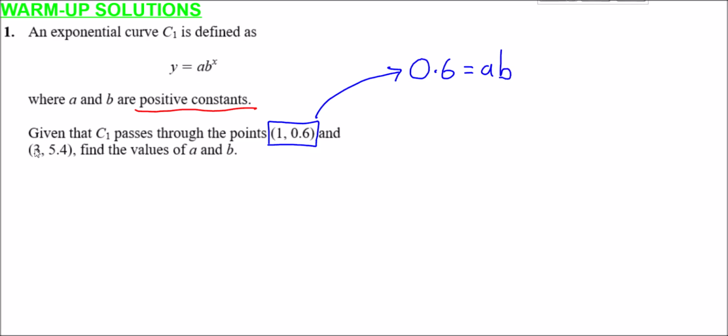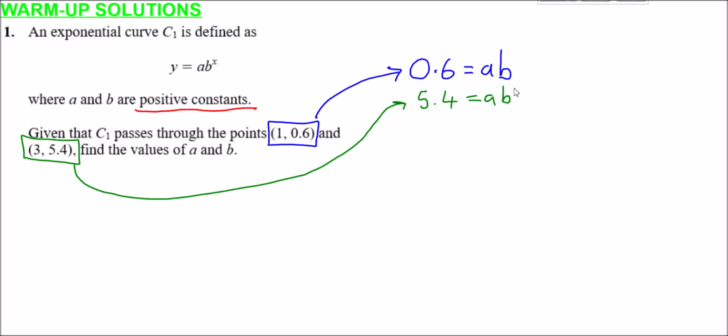In the same way, we also know that when x is 3, y is 5.4. So we can use this and input these two variables x and y into an equation to give us some more information. So when y is 5.4, that's going to be the same as a multiplied by b to the power x. So when x is 3, that's going to be b cubed. So from these two now, what we can do, we can eliminate a, we can do the bottom equation divided by the top.